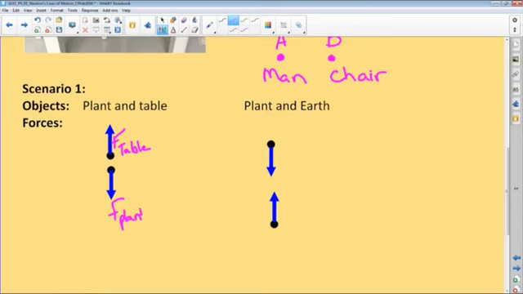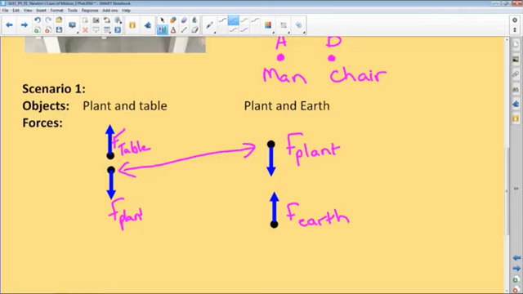So you can see here that this is going to be the force of the plant on the earth, and this here is the force of the earth on the plant. And what we've got is the common factor of plant in both of them.